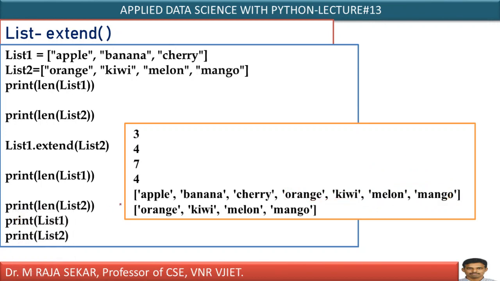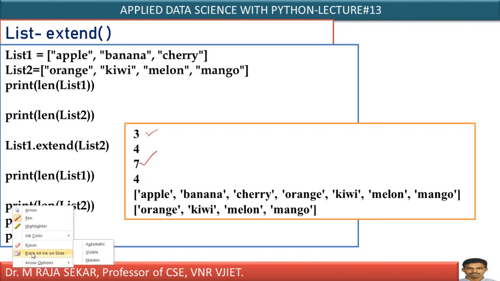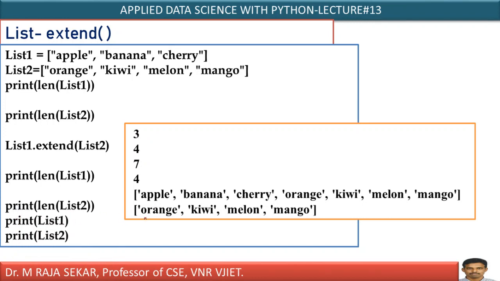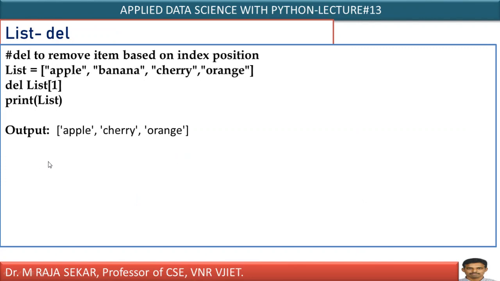Isn't it? Again, let me repeat. In the case of append, the length will get incremented by 1. Whereas in the case of the extend function, each element will be added individually. Therefore, previous length of 3. Now, in this added extended list, you have 4 elements. Therefore, this 3 plus 4, 7. But anyway, list 2 remains the same. You can understand this. It's a simple technique.